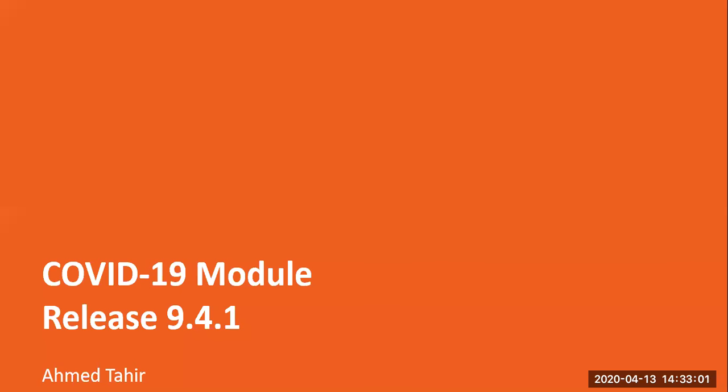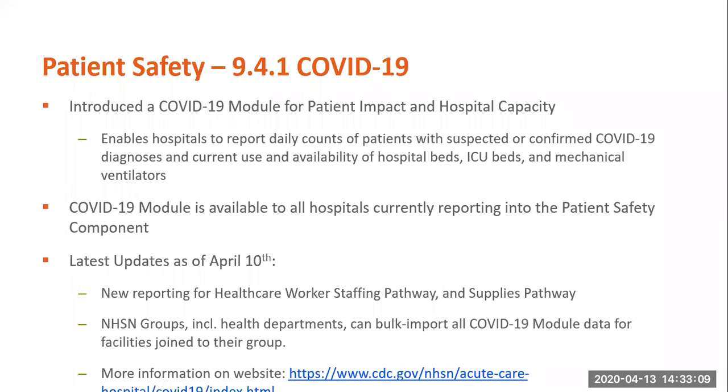NHSN has recently added a new module to address the current pandemic, COVID-19 patient impact and hospital capacity. This module is available to all hospitals currently reporting into the patient safety component. Hospitals can report daily counts of patients with suspected or confirmed COVID-19 diagnosis and current use and availability of hospital beds, ICU beds, and mechanical ventilators. We recently made some updates and are going to be adding reporting for healthcare worker staffing and supplies. You can find a table of instructions on our website at the link listed here on this slide.